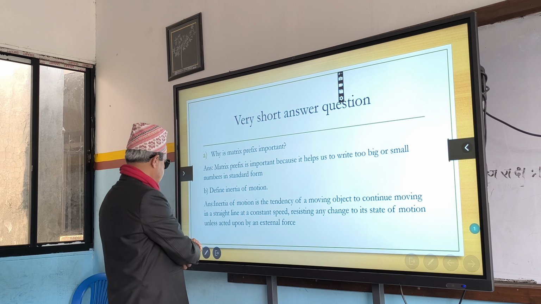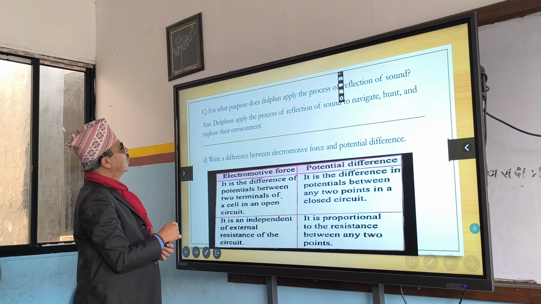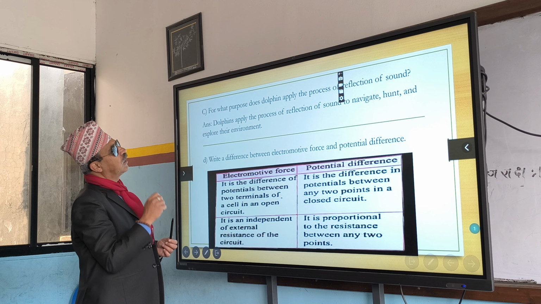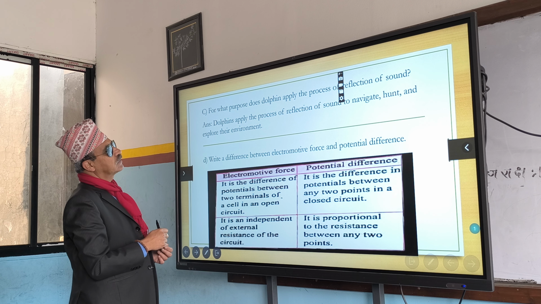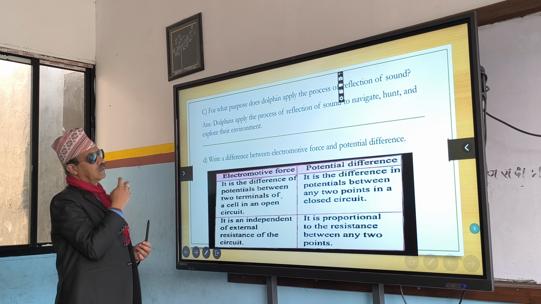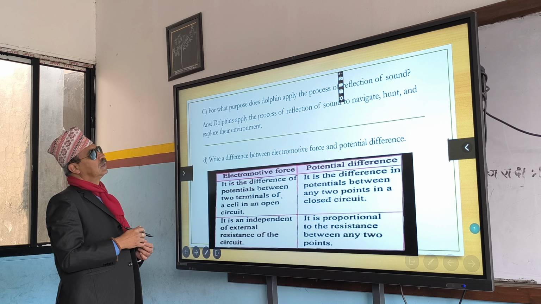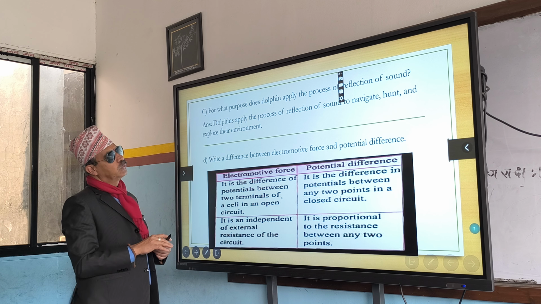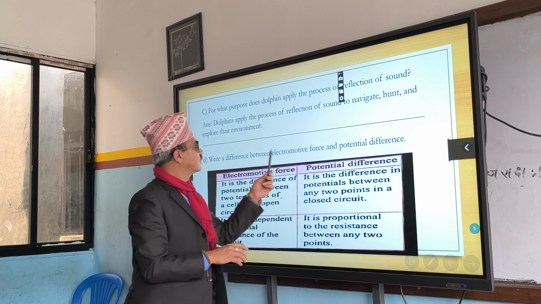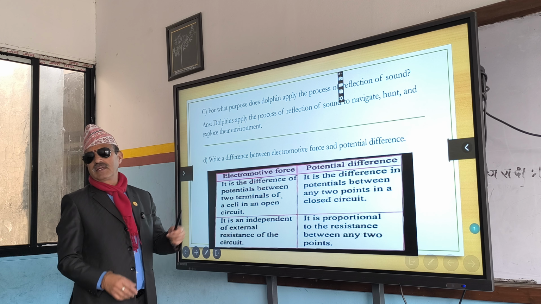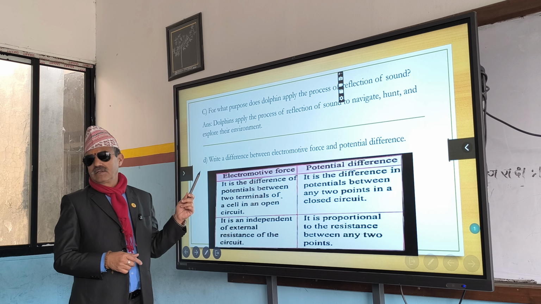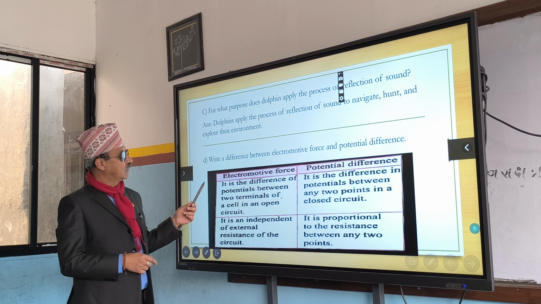Now, next one is, for what purpose does dolphin apply the process of reflection of sound? Dolphins, they use echo to navigate, to hunt and explore their environment. See? Reflection of sound, echo is used by them.